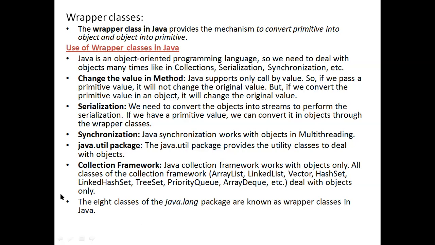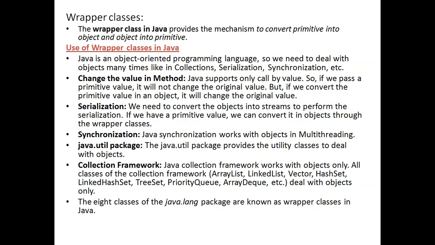Another one is the collection framework. What is a collection framework? The Java collection framework works with objects only. So all the classes of the collection framework, such as Vector, HashSet, TreeSet, ArrayList, LinkedList, ArrayQueue, as well as LinkedHashSet or PriorityQueue, are mainly dealing with objects, not anything else.